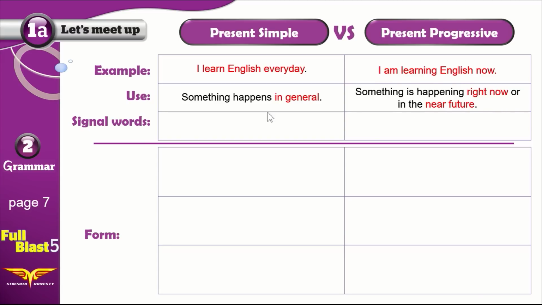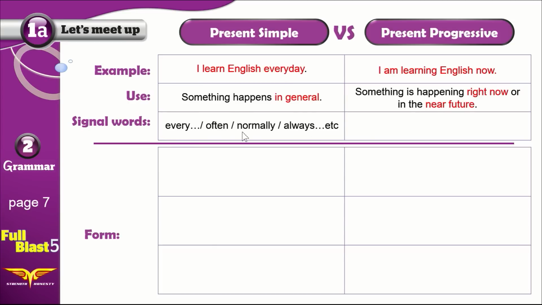Okay? There are time expressions that we can use with present simple and present progressive. We call them signal words. Like in here we used every day. Every day is not the only signal word we use with present simple. We have many. Like every, like every day, every month, every year. We have often, normally, always.